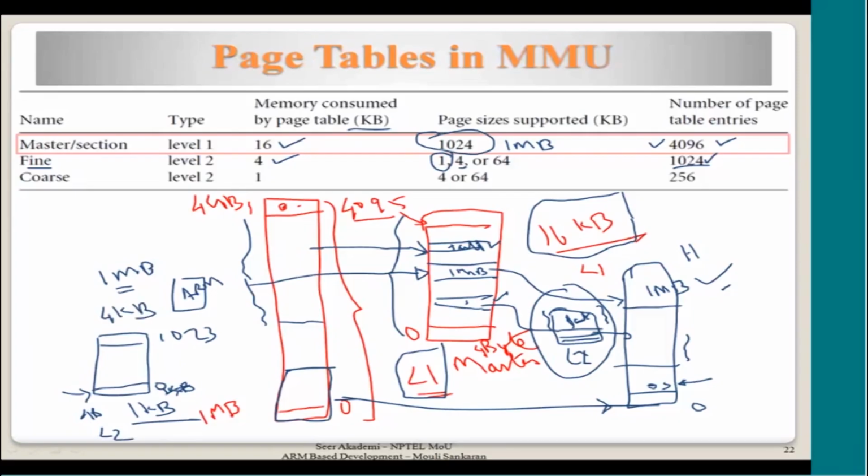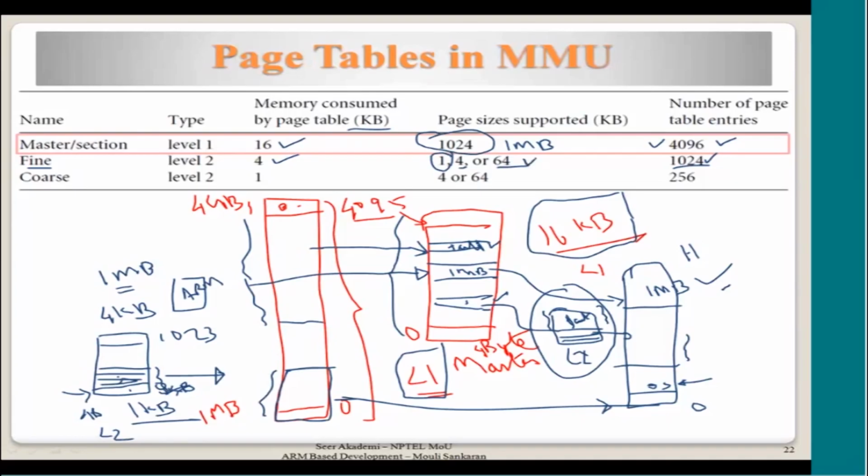Now what happens if the page size is 4 KB? 4 consecutive entries will have the same value of access permission, write buffer, cache behavior, all that. If it is a 64 KB page size, 64 consecutive entries will be assigned the same entry. That means it will all have the same behavior, because one page has to have the same attributes, as I told you.